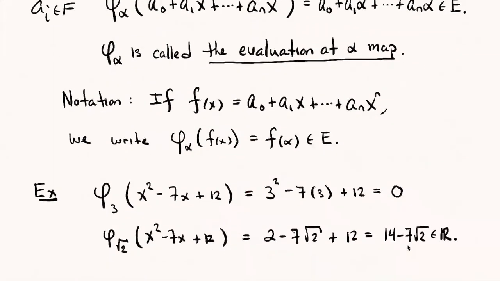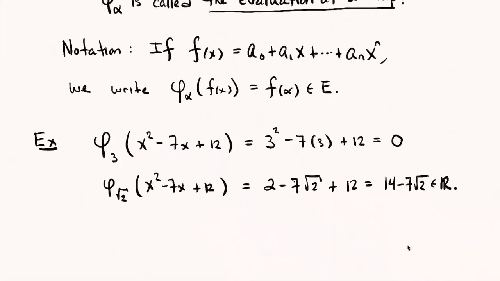Let's look at some examples. I've got our polynomial up here, x squared minus 7x plus 12, and I'm evaluating it at 3. 3 is a rational number. This is a polynomial over the rational numbers, so it makes sense. I'm just replacing the variable with 3 everywhere, and if you compute this number out in the field of rational numbers, you get 0. 9 minus 21 plus 12 is 0.